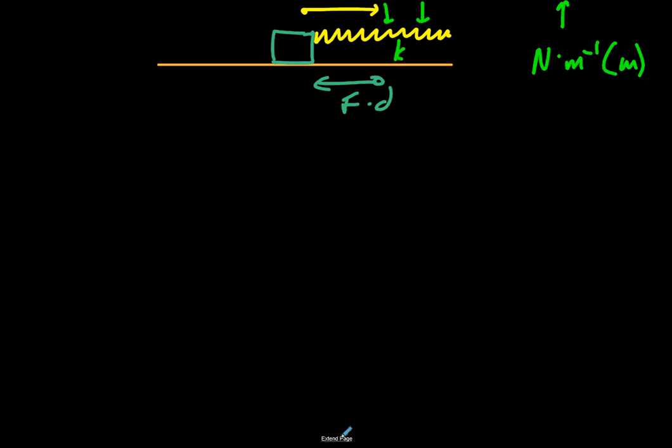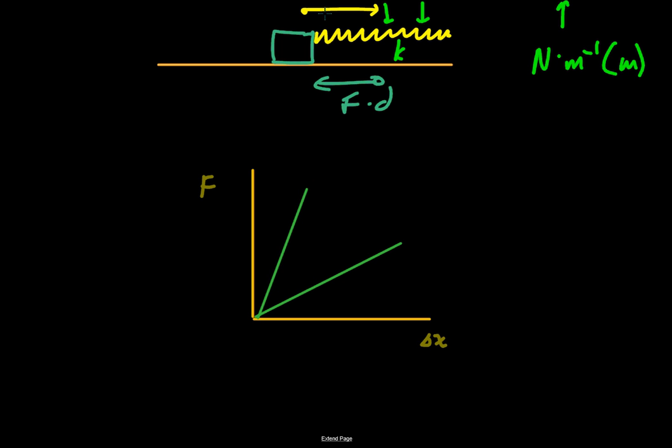So let's graph it quickly and see what it would look like. So you have done this, and if we put force on the y-axis, which is in newtons, and we put delta x here, you would find that you get a linear relationship, okay, at least for part of the spring.